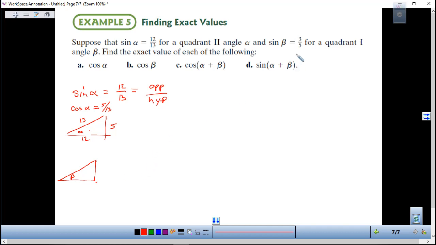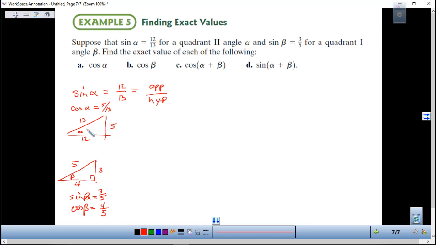So for beta, we've got sine is 3 over 5. So sine is opposite over hypotenuse. And remember your Pythagorean triples, that's going to be 4. And here's where my mistake was. All right, so for beta, I'm in quadrant 1. In quadrant 1, I know both sine and cosine are positive. Sine beta is 3/5, and cosine beta is going to equal 4/5.